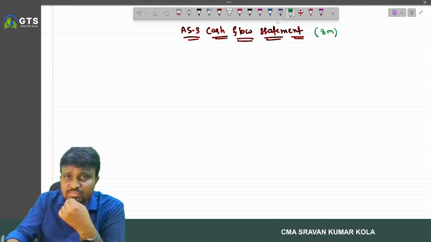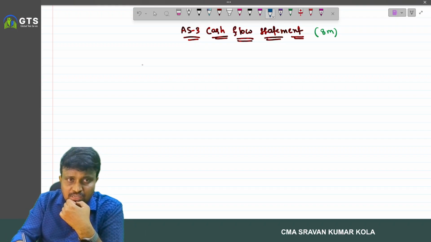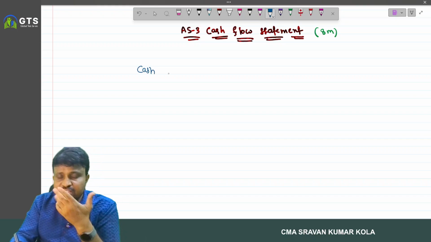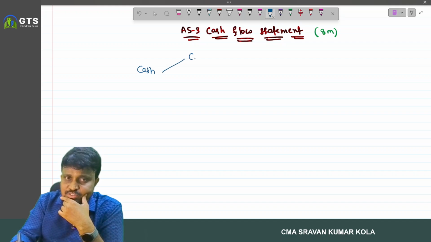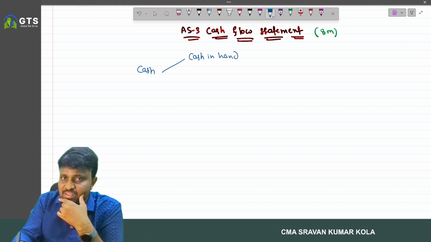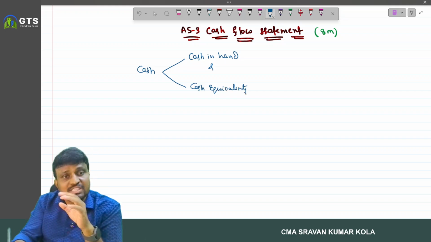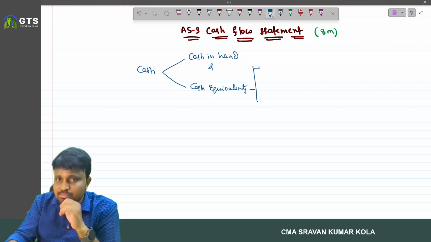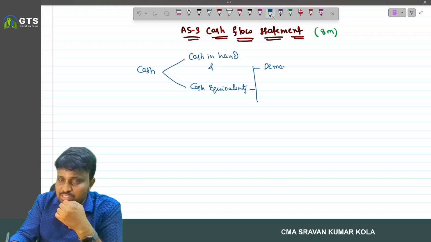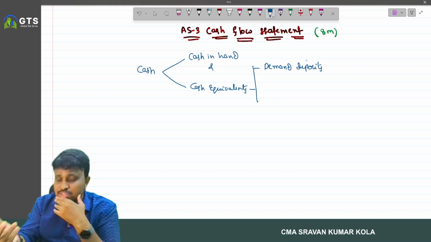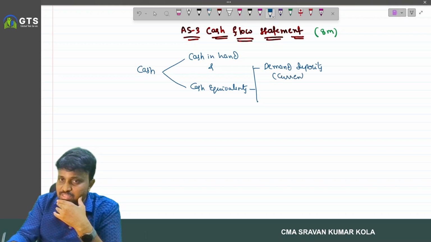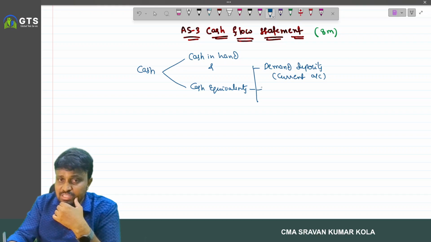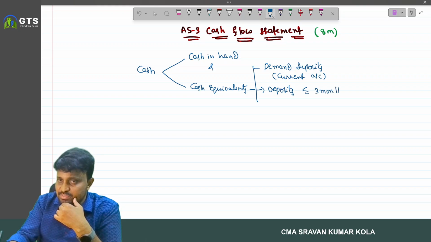So, cash flow statement. First of all, what is meant by cash here in case of a cash flow statement? Generally, cash consists of cash in hand and cash equivalent items also. Both are covered under cash. What are cash equivalent items? Those covered are demand deposits. Demand deposits means deposits with a bank or financial institution, like our current account or savings account. And any other deposits whose maturity period is less than 3 months.